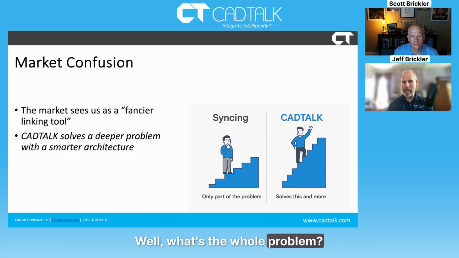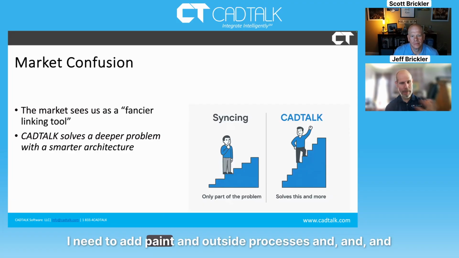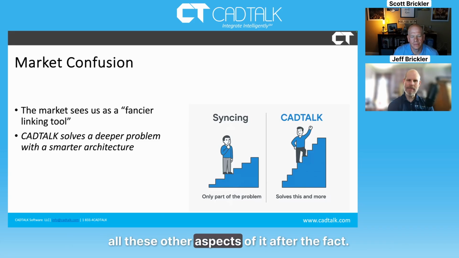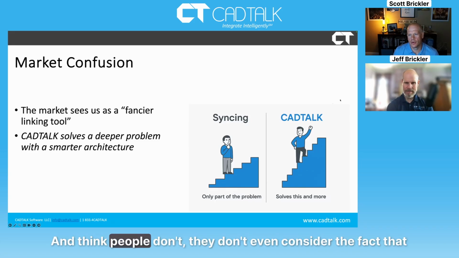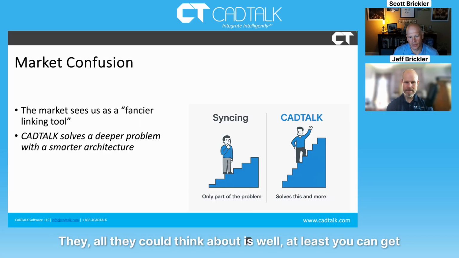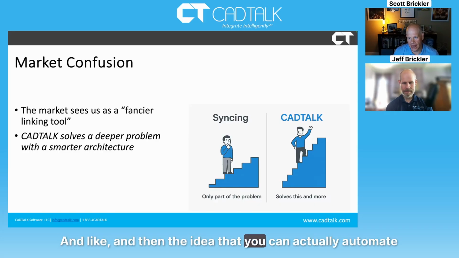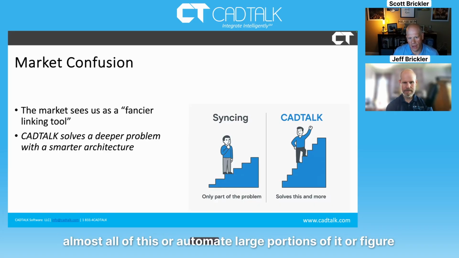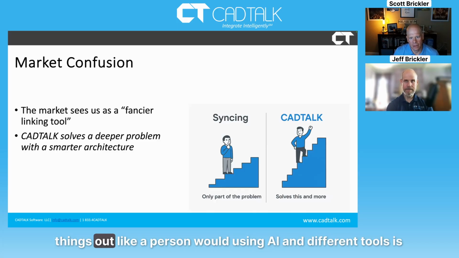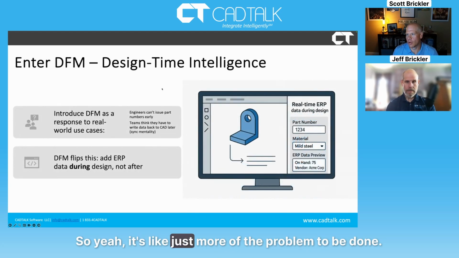Okay, well, what's the whole problem? And then you start talking about, well, I need to add routings, I need to add raw materials, I need to add paint and outside processes and all these other aspects of it after the fact. And I think people don't even consider the fact that could be done too. Right? All they could think about is, well, at least you can get it over there and then I can do something with it. Yeah. And then the idea that you could actually automate almost all of this, or automate large portions of it, or figure things out like a person would using AI and different tools, is not something people considered in the past. So yeah, it's just more of the problem to be done.